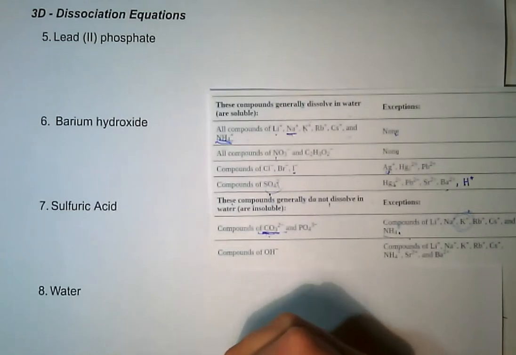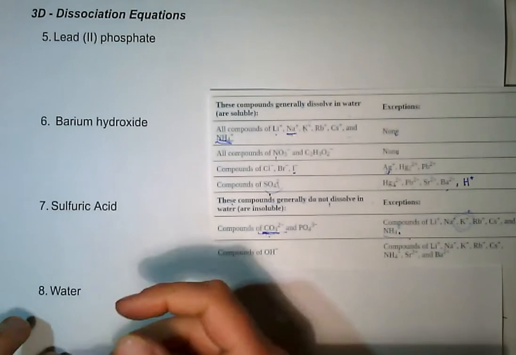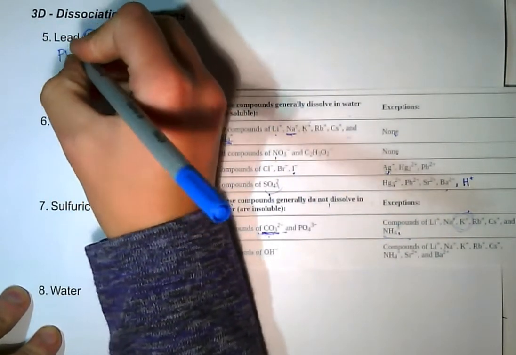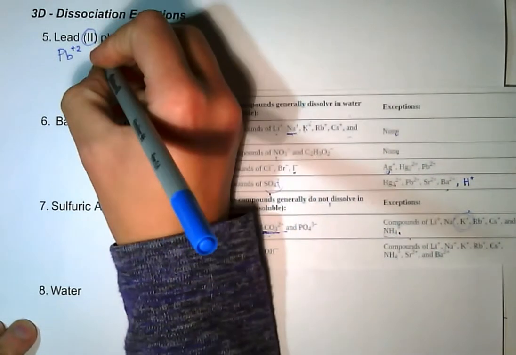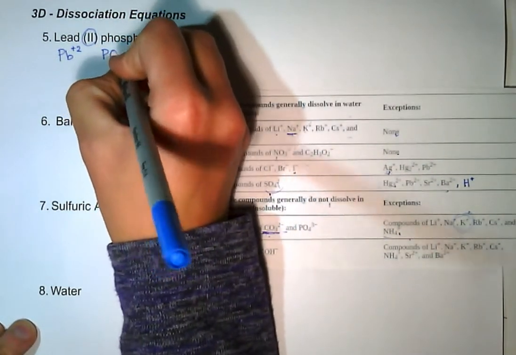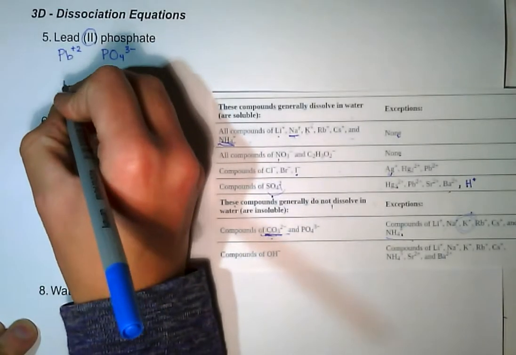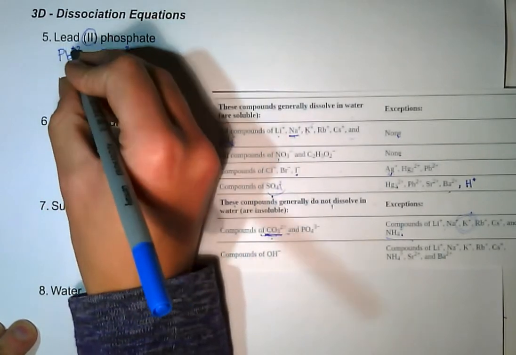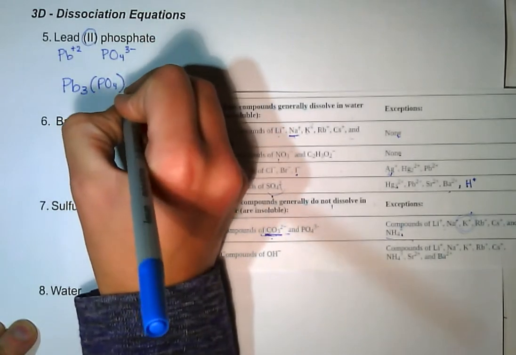Next we have lead 2 phosphate. So we need to first crisscross this. So we have lead, or Pb, and this 2 indicates that it has a +2 charge. And then we have phosphate, which is PO4 with a 3- charge. So when we crisscross here, we get Pb3, and then we're going to end up with 2 PO4s, (PO4)2.